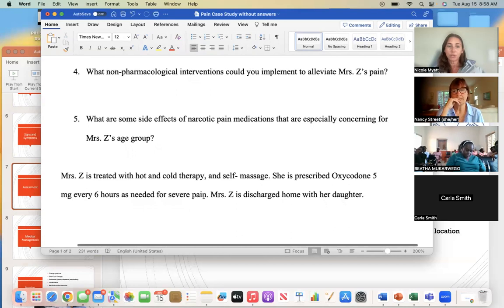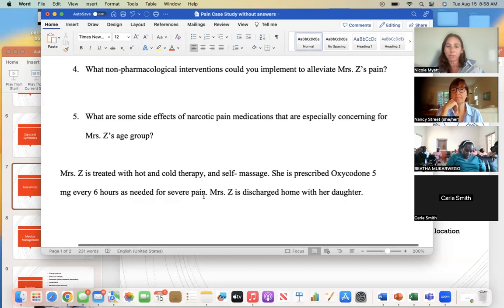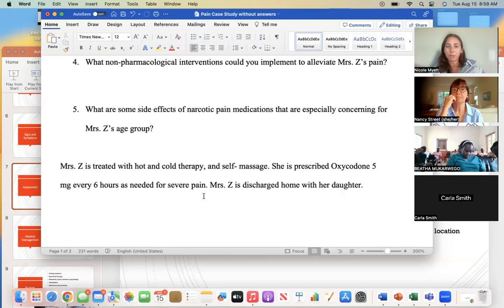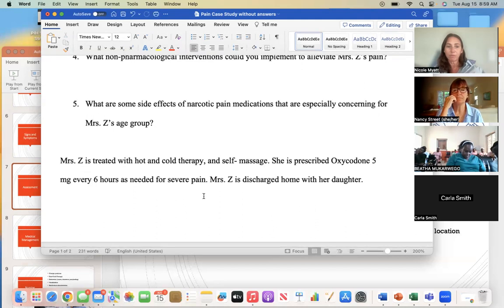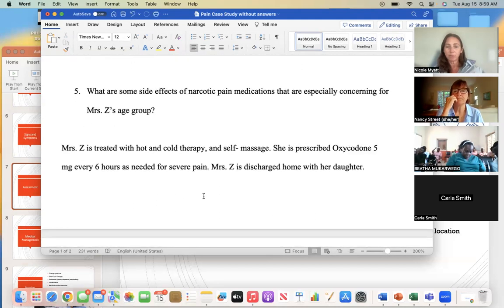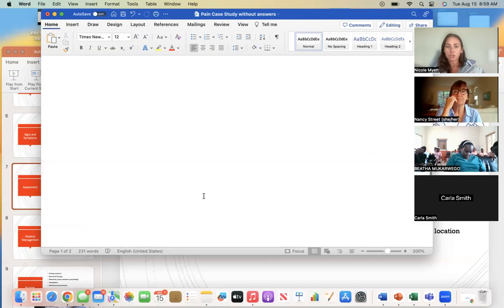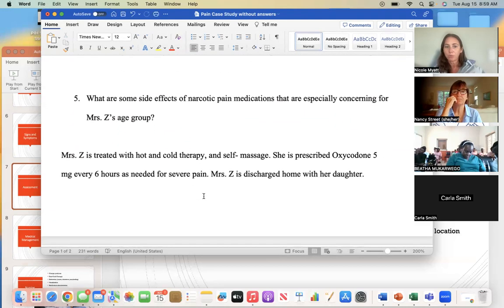So Mrs. Z is treated with hot and cold therapy and self-massage. She's prescribed oxycodone 5 milligrams every 6 hours as needed for severe pain. Mrs. Z is discharged home with her daughter. So we were able to treat her, it looks like, with some non-pharmacological therapy, as well as some narcotic pain medication. All right. Any questions about any of that?